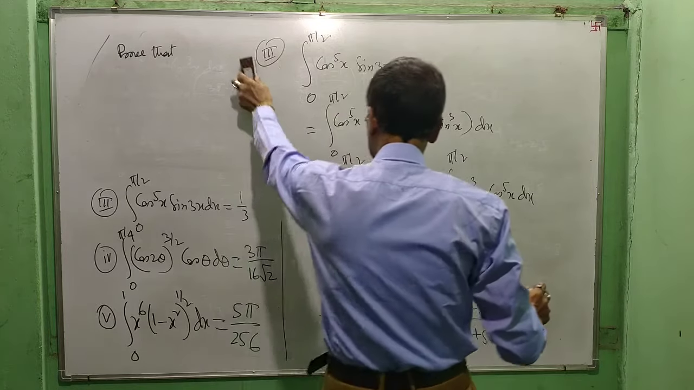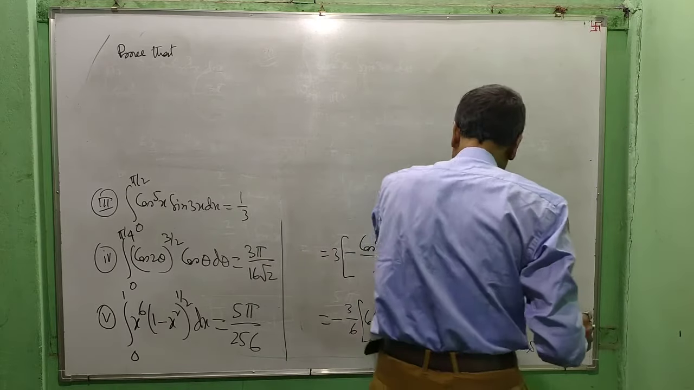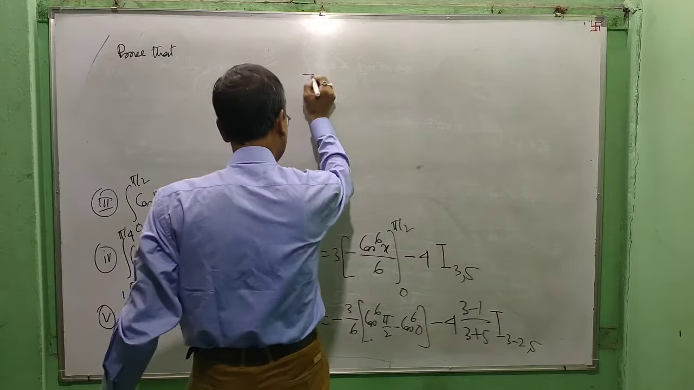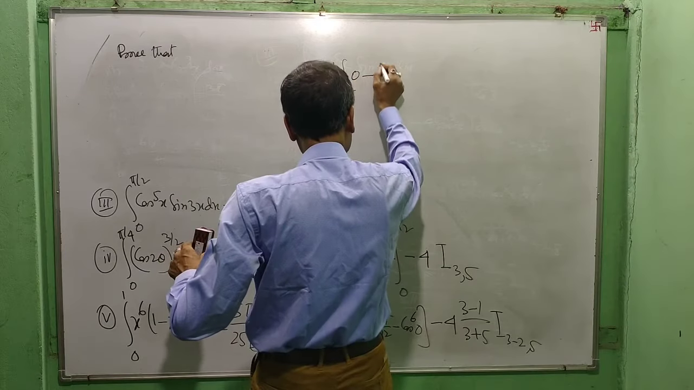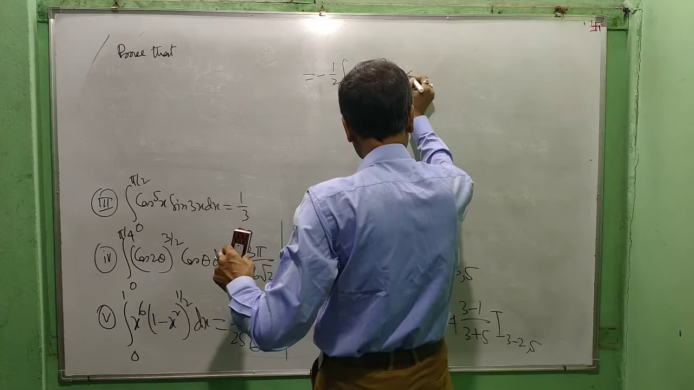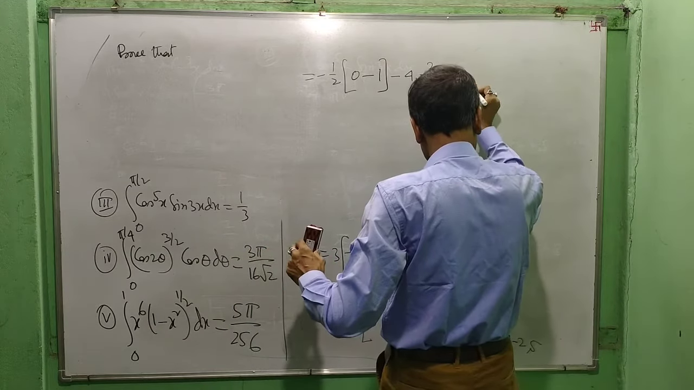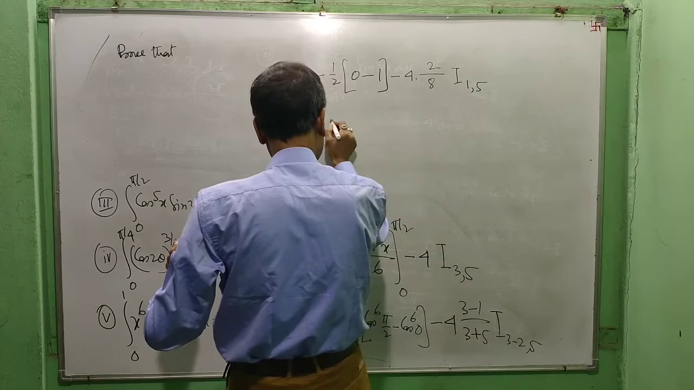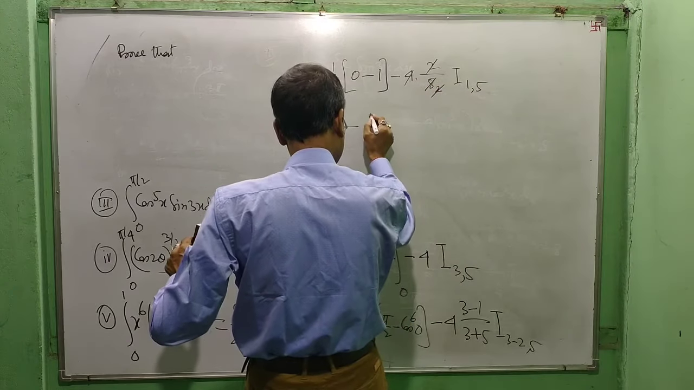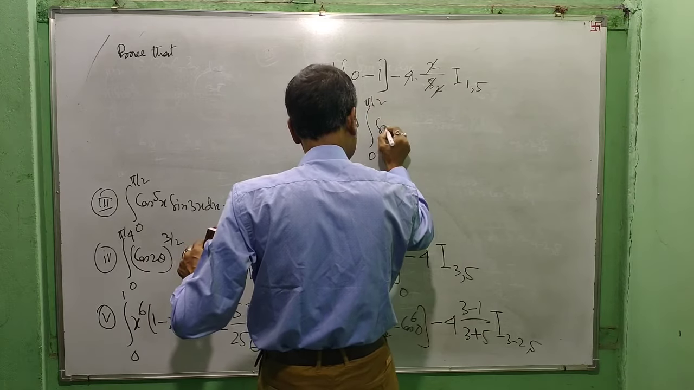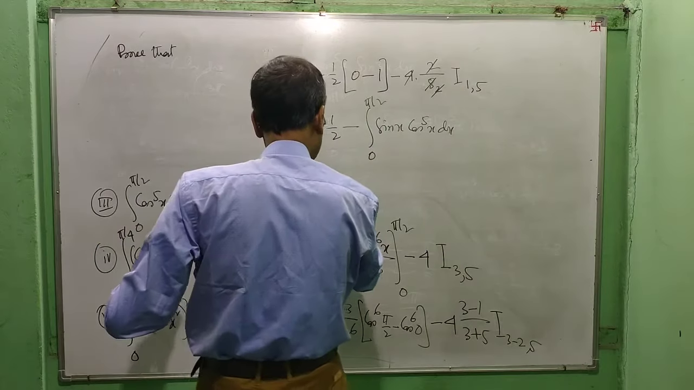This is equal to minus 3 by 6, cos to the power 6 pi by 2 minus cos to the power 6 0, minus 4 times, it will be 3 minus 1 by 3 plus 5, I 3 minus 2, 5. It will be like this. This is equal to minus half, cos pi by 2 means 0 minus 1, cos 0 means 1, so 0 minus 1, minus 4 into 2 divided by 8 into I 1 5. This is equal to 1 by 2 minus, 2 cancels, simply the integration 0 to pi by 2 sin x cos to the power 5x dx.